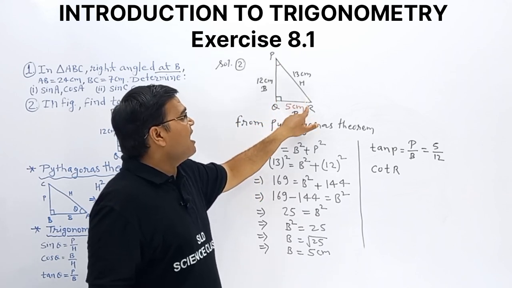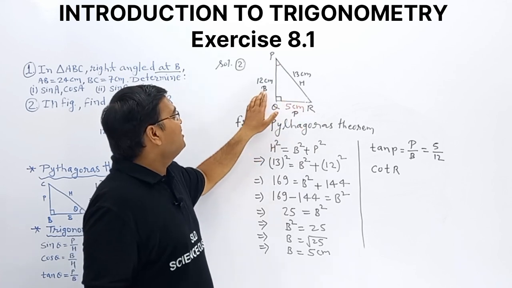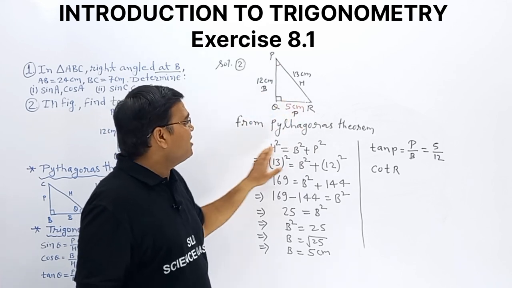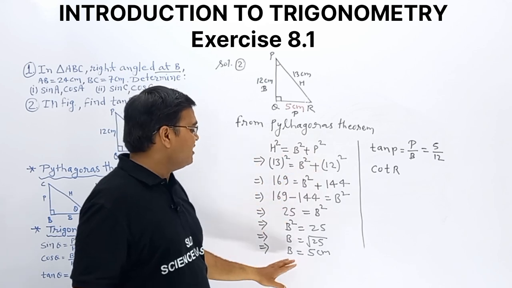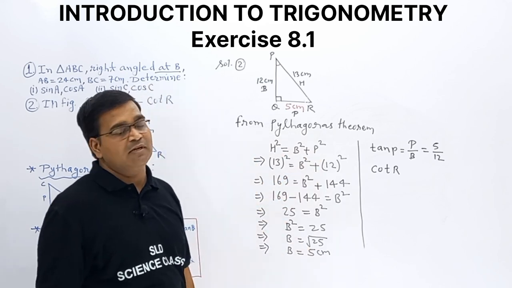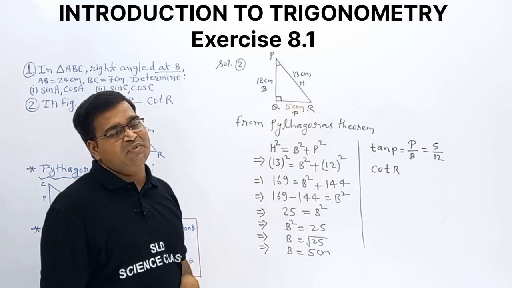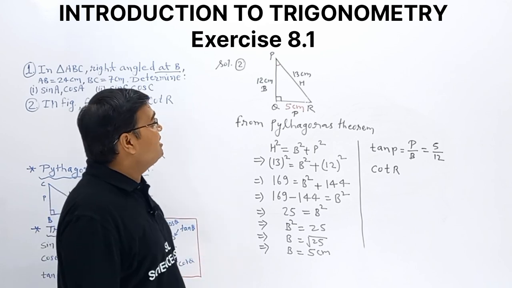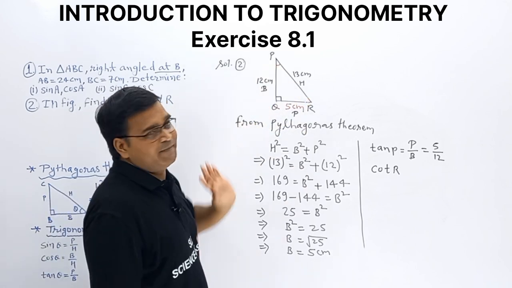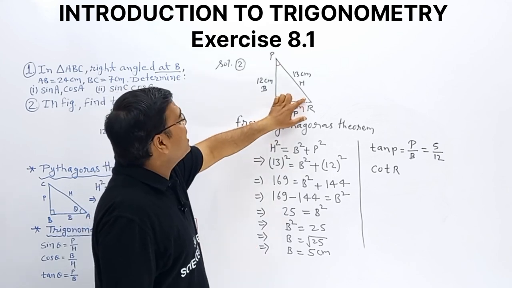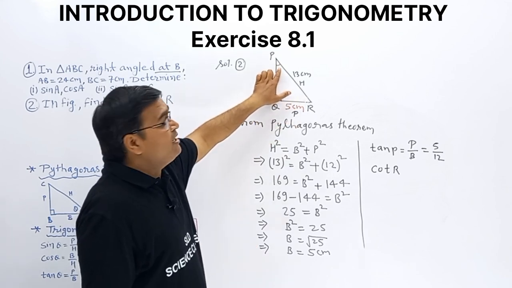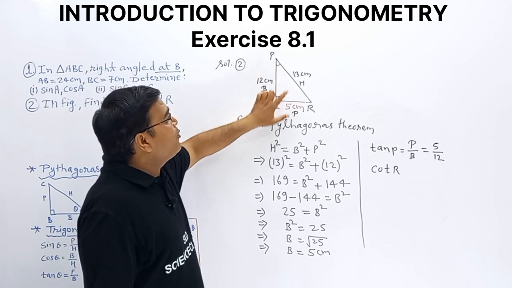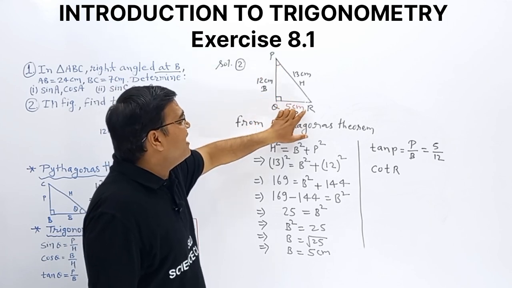Once we take this R as an acute angle, then this will be perpendicular and this will be base. Then putting the values and solving, we get base equal to 5 centimeter for R acute angle. Clear? But the acute angle is changing, not this one, this one. Acute angle is not R. In tangent P, P will be the acute angle. Then its opposite side is what we obtained, 5 centimeter.